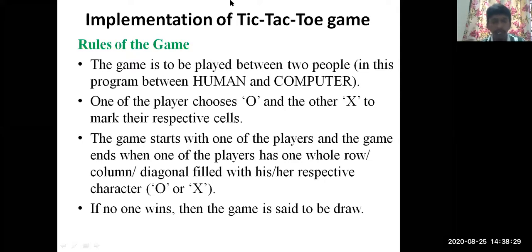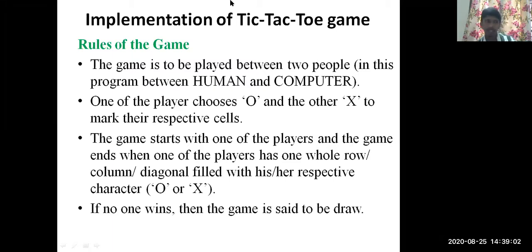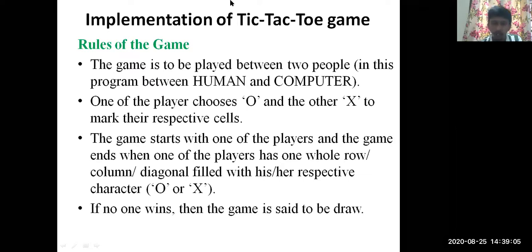Let's look into this problem clearly. One of the players chooses O, another X to mark their respective cells. So if the computer chooses X, I'll be choosing O. Then I'll try to play my game. The game starts with one of the players and the game ends when one of the players has a row, column or diagonal filled with his or her respective character. Suppose if I take X, if I choose the middle of my 9 grid, then a computer can choose any of the other cells, right? In the same manner, the game will move on. If no one wins, the game will be considered a tie, or we call it a draw.